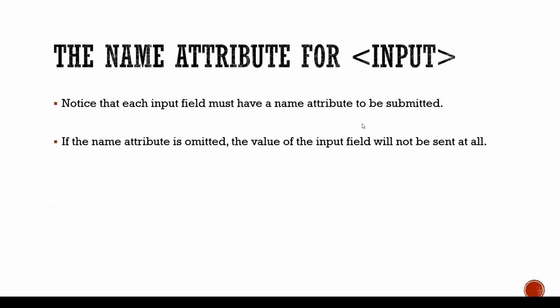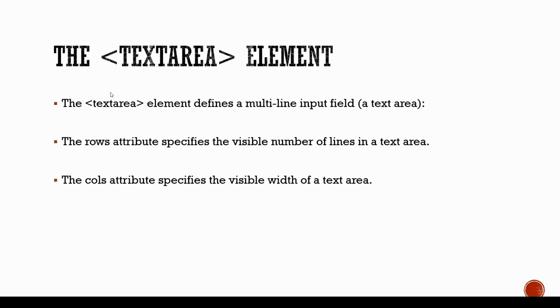Now, the name attribute for input. The input field must have a name attribute to be submitted. If the name attribute is omitted, the value of the input field will not be sent at all. The textarea element. The textarea element defines a multi-line input field, a text area. The rows attribute specifies the visible number of lines in a text area, and the cols attribute specifies the visible width of a text area.